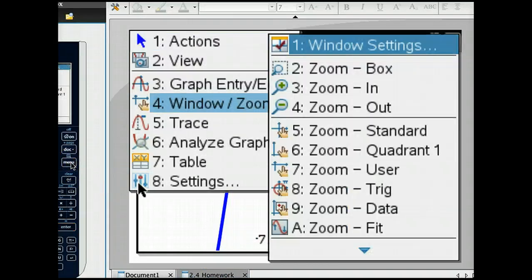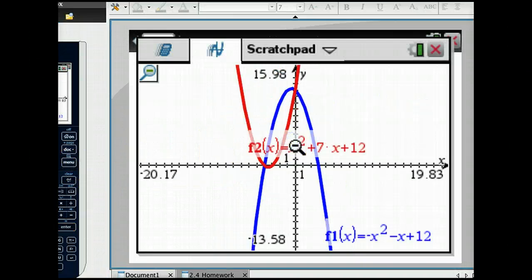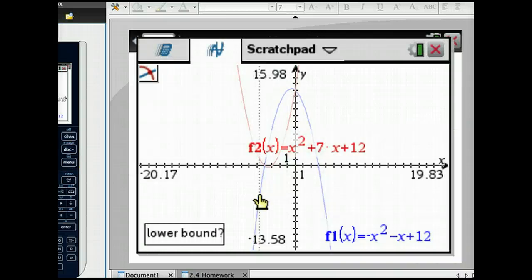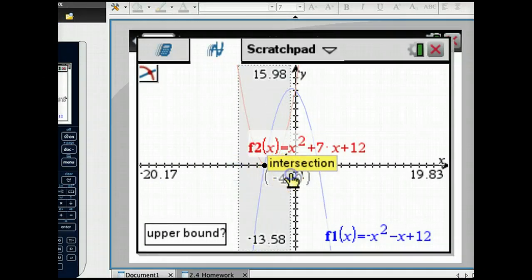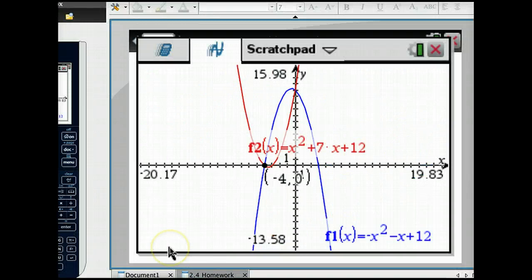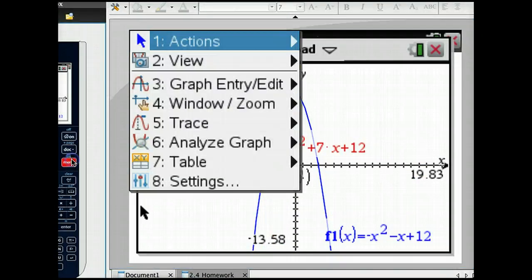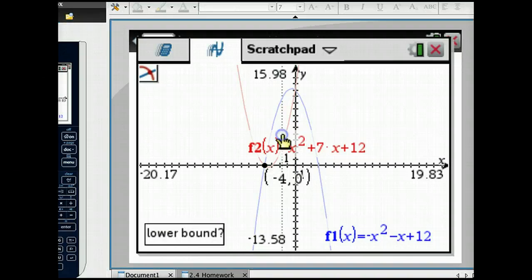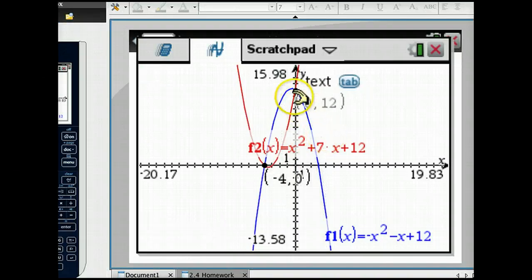Let me zoom out for a second here. Using your Analyze Graph feature, if I go to Menu, 6, 4, I can find my intersection points. My first one's going to be over here, again at negative 4, 0, which is one of the solutions that we got. And then your second one should be, if we did it right, at 0, 12. So go back to Menu, 6, 4, and you can see the second one's up here on the y-axis at 0, 12.